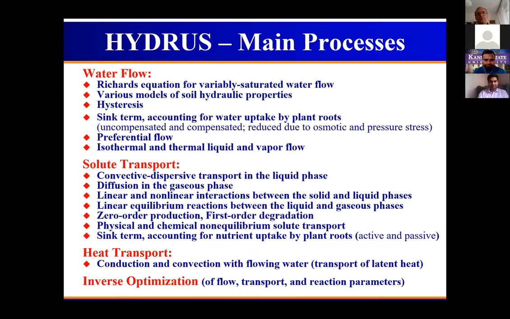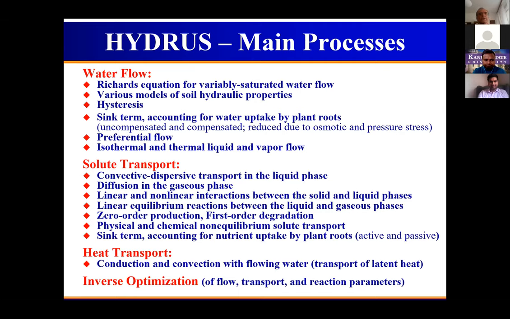So in general, all these models can solve water flow, solute transport, heat transport. So we solve the Richards equation for variably saturated water flow, and we do allow various models of soil hydraulic properties. Yesterday, you probably heard that discussed. So van Genuchten, Brooks and Corey, Kosugi, Durner, and others. We can deal with hysteresis. We can also account for a sink term, which accounts for the root water uptake. And this sink term can be either uncompensated or compensated. And we can account for various stresses, such as osmotic, saturation stress, et cetera, to reduce the potential uptake to actual uptake. We also have tools to deal with the preferential flow.